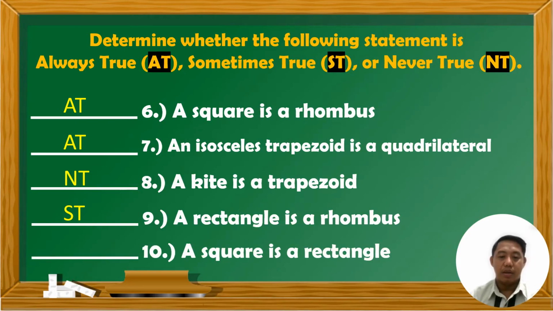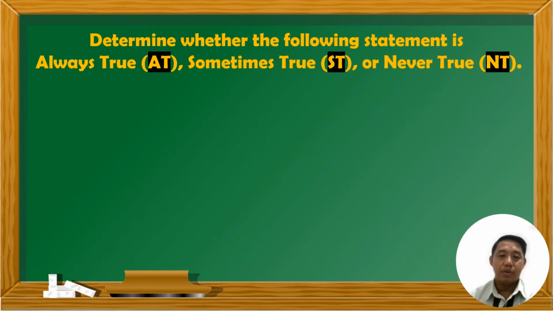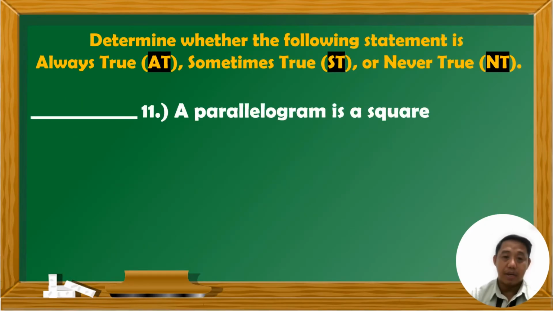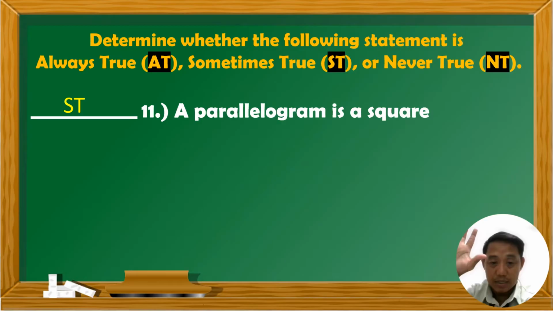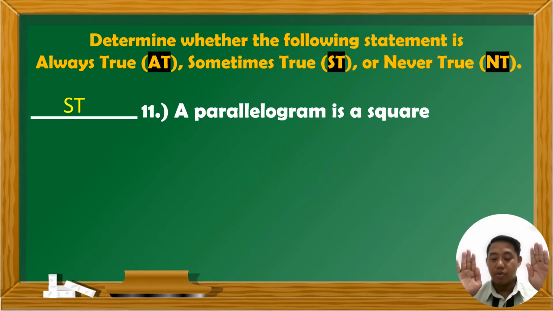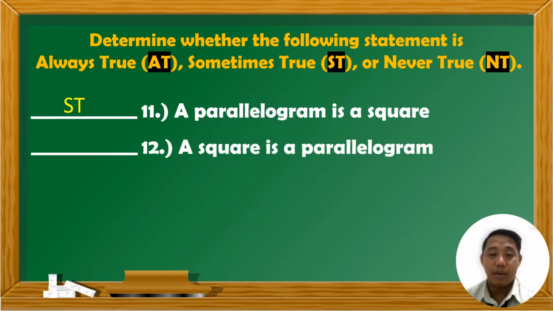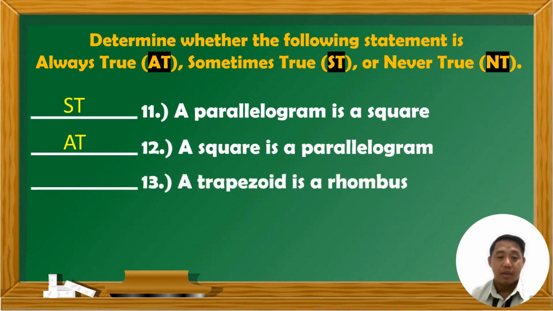Okay, 10. A square is a rectangle. Ang square natin, nasa baba ng rectangle. So, it should be always true. Determine whether the following, same pa rin, 11, a parallelogram is a square. So, it is sometimes, nasa baba niya yan. Again, ulitin ko, pag nasa baba, sometimes; pag nasa pataas, always. Pag wala silang connection dun sa three kinds natin, it is never. Square is a parallelogram, it is always.